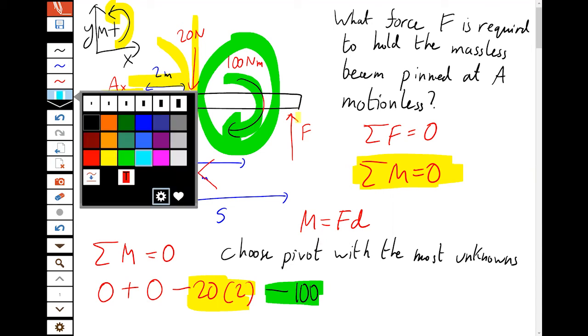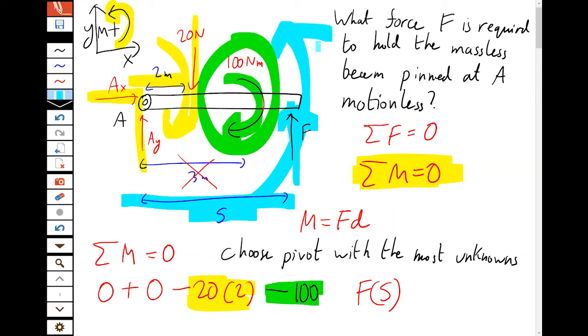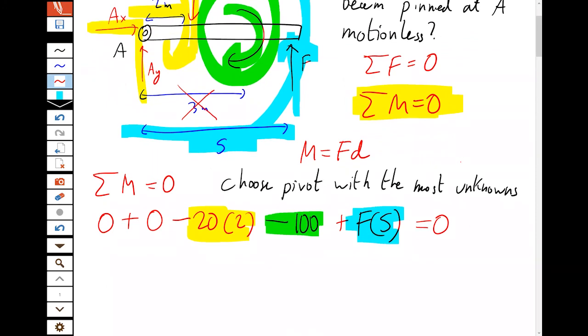And then finally, we have the force F 5 meters away. And that's turning counterclockwise around A. So that's positive. And that's all of the things that are acting on the beam. And that all adds up to 0. And now we've got that lovely thing, one equation with one unknown. And we find we have minus 140 plus 5F is 0. So F is 28 newtons.